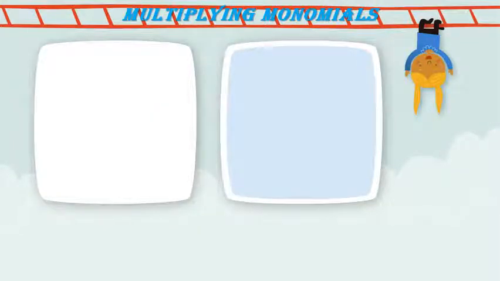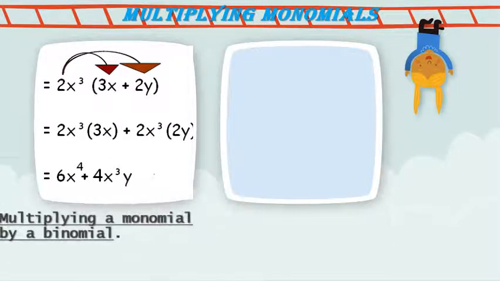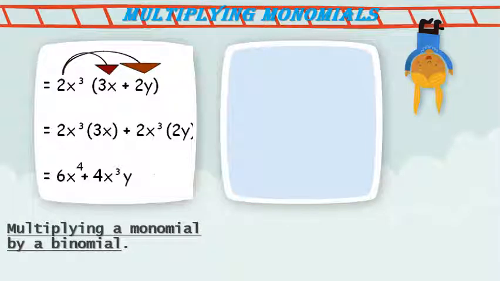Let us think about the other different cases of multiplying the monomials. The second case is multiplying a monomial by a binomial. As you know, monomial is a one-term expression and a binomial is a two-term expression. The question given here is 2x cubed into 3x plus 2y. Here 2x cubed is the monomial and 3x plus 2y is the binomial.